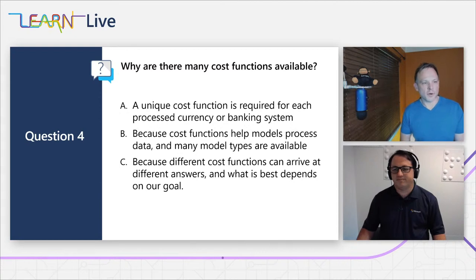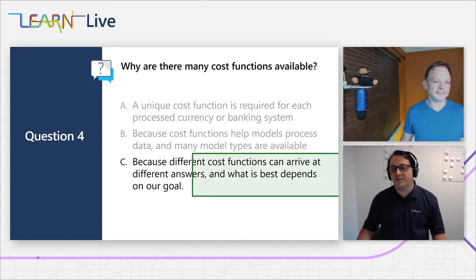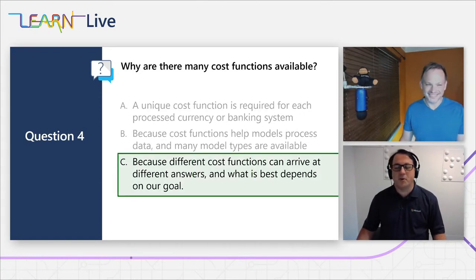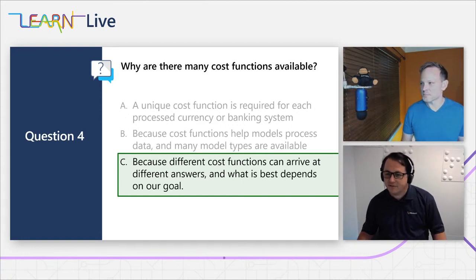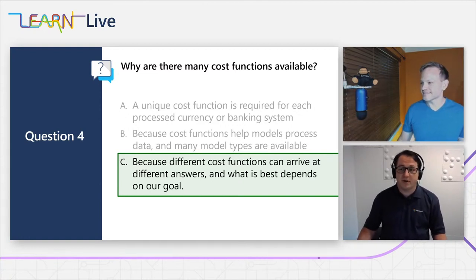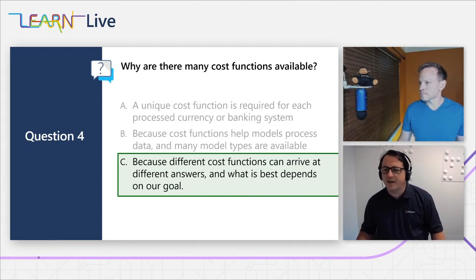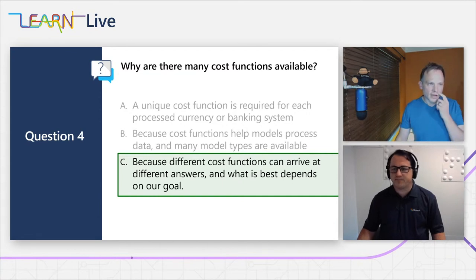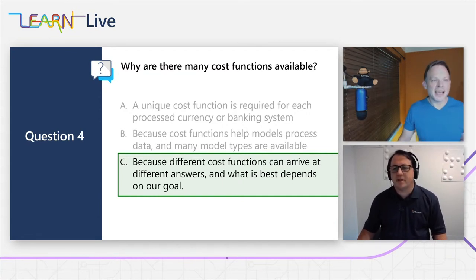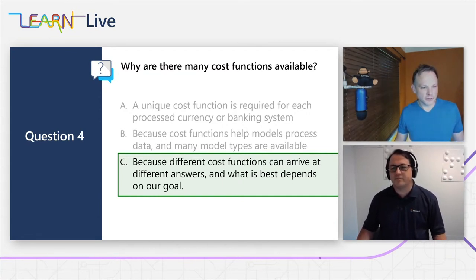That's not it. How about because different cost functions can arrive at different answers, and what is best depends? The classic answer, it depends. Yeah, that's good. And everyone who answered that at the time got that right as well. I think there were some people answering B as well, but B is not quite the right answer. It's not as bad as A. I can understand that answer coming across.